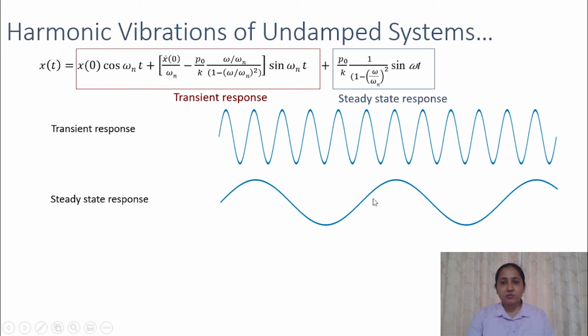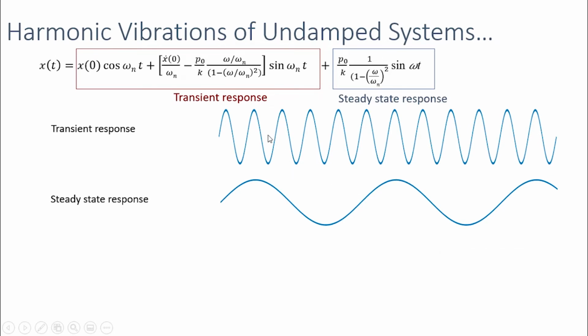The steady state response will vary like this. The amplitude will depend upon the force amplitude, and that value will be equal to this. The frequency of this steady state response will be equal to the forcing frequency, so this period will be equal to the forcing period. Now the total response will be the sum of these two, the transient and the steady state responses.